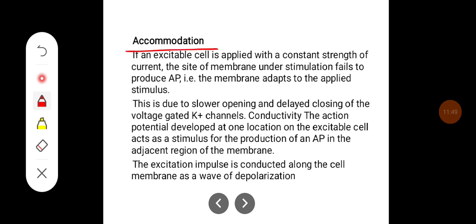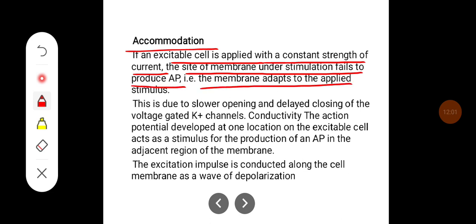Accommodation. If an excitable cell is applied with a constant strength of current, the site of membrane under stimulation fails to produce action potential, that is, the membrane adapts to the applied stimulus. This is due to the slower opening and delayed closing of the voltage gated potassium channels.